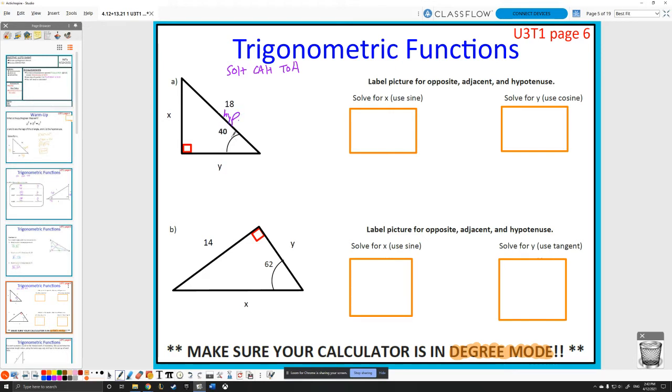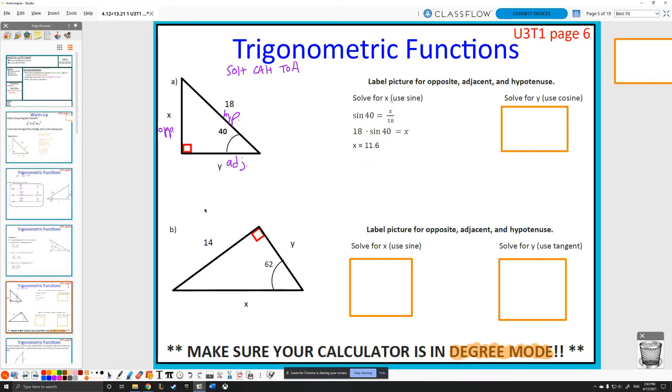Now, that means the other side that's touching is adjacent. The one that's not touching, or the last side, must be opposite. So if I want to solve for x, I know opposite is x, 18 is hypotenuse, that's sine. So sine of the angle, 40, is equal to opposite x over 18. Multiply 18 on both sides, and put this in your calculator to find x is equal to 11.6.